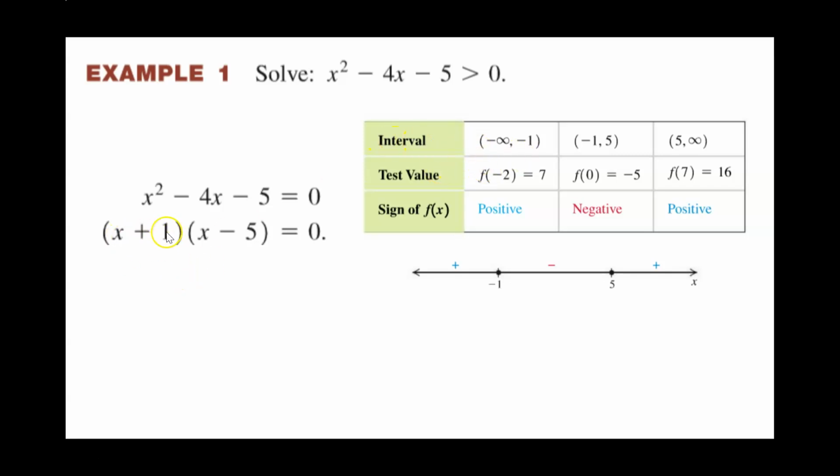The first answer we have for this one was negative 1, correct? So our first interval is going to be from negative infinity, all the way to the left, to negative 1. Our next interval is going to be from negative 1 to 5. Where did 5 come from? 5 came from our zero for the second part. Now we're going to go from 5 to positive infinity. So that pretty much takes care of the whole number line from negative infinity to positive infinity.